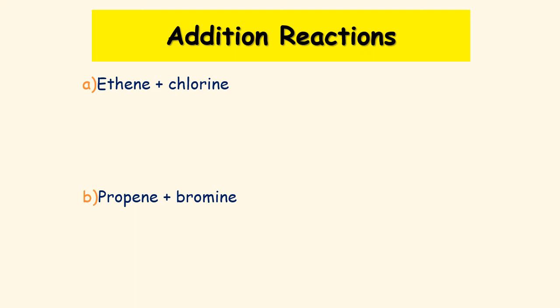The first one is ethene plus chlorine. And that product is 1,2-dichloroethane. It's okay, you don't really need to name the product, but as long as you've drawn a chlorine on either side, one on each carbon, and shown all single bonds, that's fine. If your chlorine atoms are pointing in different directions, that's also fine.